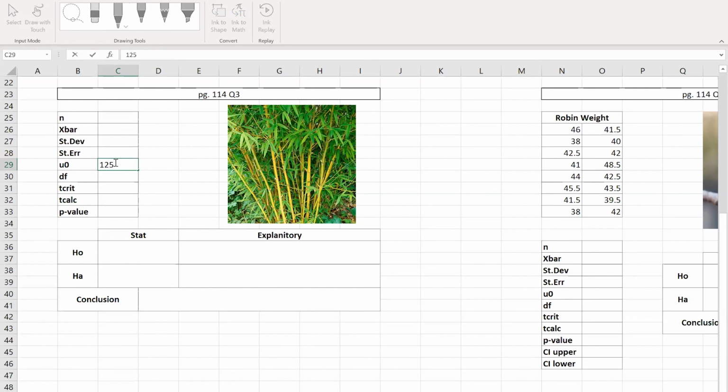He measures 12 bamboo plants, so that's our sample size, and obtains a mean of 129. That's our X bar, with a standard deviation of 5.784. Does it appear that the bamboo plants in this region are unusually large? So this is a right-tailed test.